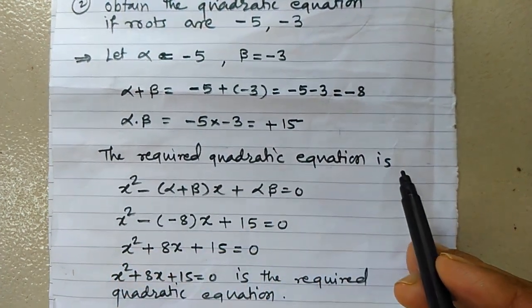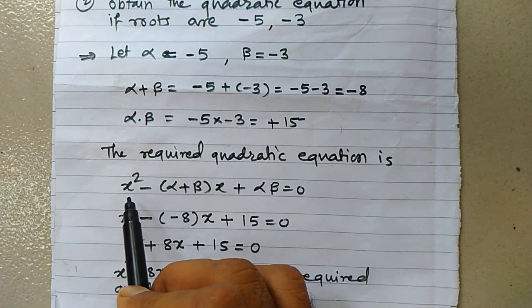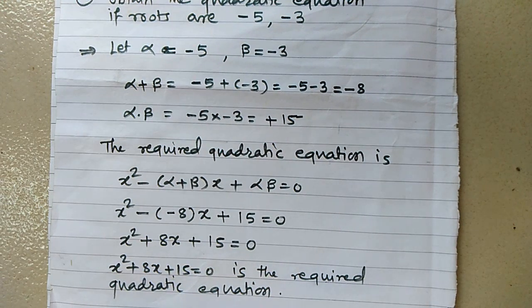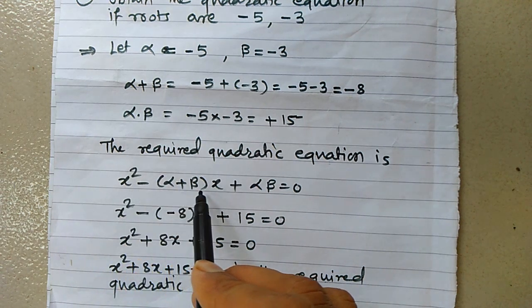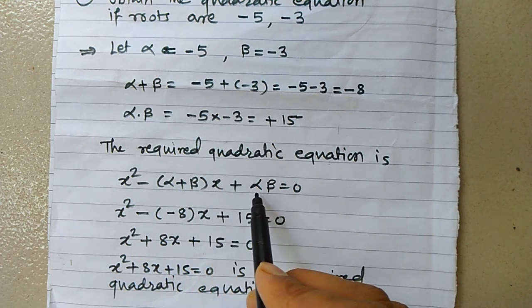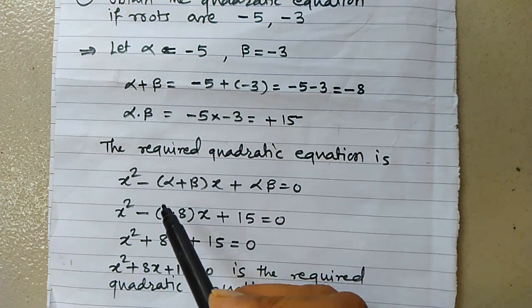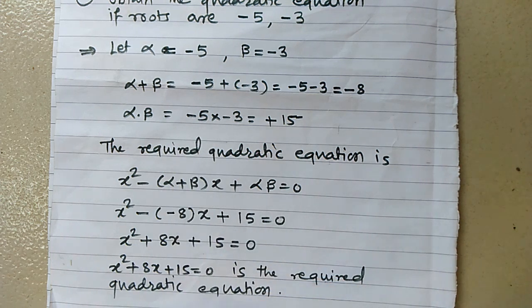The required quadratic equation is, just we have seen that formula. If roots are given to you, then how to find out the quadratic equation. Write down that formula. x square minus in bracket alpha plus beta into x plus alpha beta is equal to 0. Substitute the values of alpha plus beta and alpha into beta in their proper places. x square minus in bracket minus 8 into x plus 15 is equal to 0. Then x square minus into minus plus 8x plus 15 is equal to 0, and this is the required quadratic equation. In this way we have to find out the quadratic equation if roots are given to you.